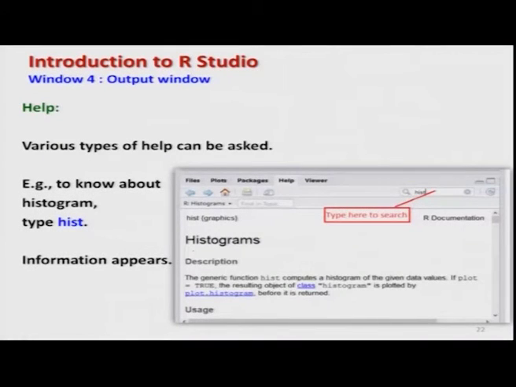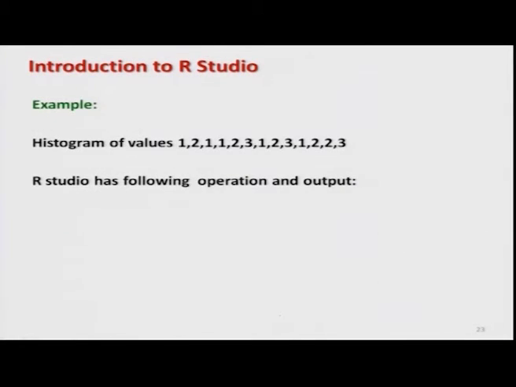Now we come to the fourth window and see how to use this help. Whatever help you want, you just have to type a few words. For example, if I want to know about histogram, I simply type HIST and it gives me all the details available with the histogram. I would request you to type all these commands yourself, then try to use some more commands from your common sense, and see what you get.